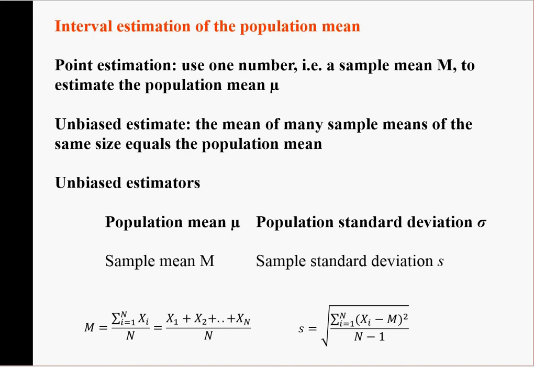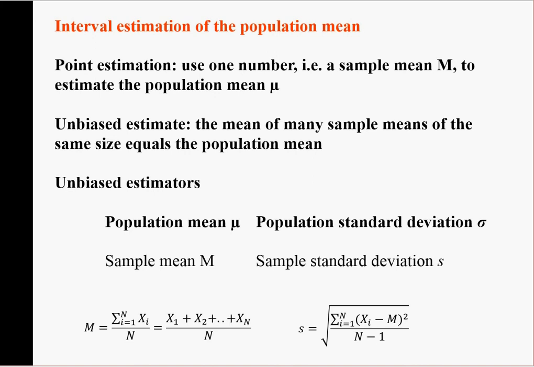Now, this is the time we explain why we use this formula, because this formula gives us the unbiased estimator of the population standard deviation. If we do not use this formula, if in this formula we use n at the bottom instead of n minus 1, that would give a biased estimator of the population standard deviation.